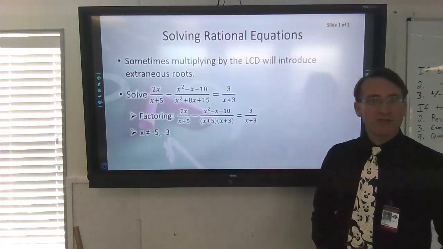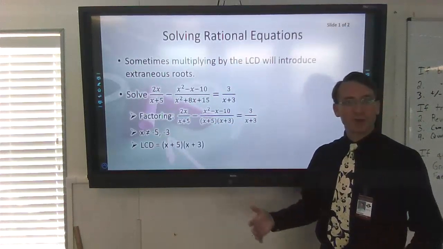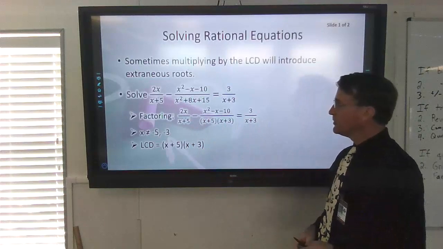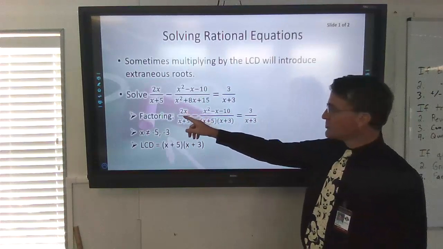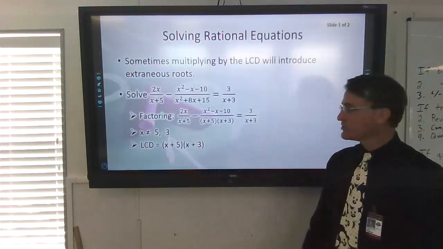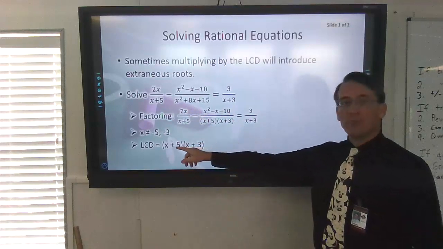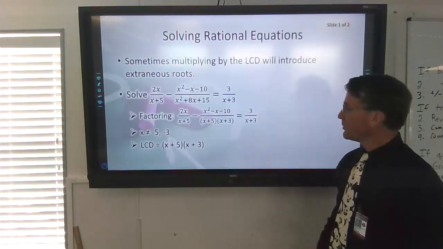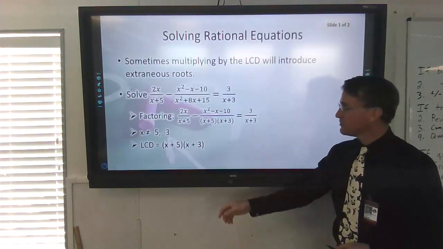Now that I know my least common denominator, I'm going to multiply every single term in my equation by x plus 5, x plus 3. For that first term, the x plus 5s will cancel out, so I get 2x times x plus 3. The middle term, my entire denominator is going to cancel out, which leaves me with my original of x squared minus x minus 10.